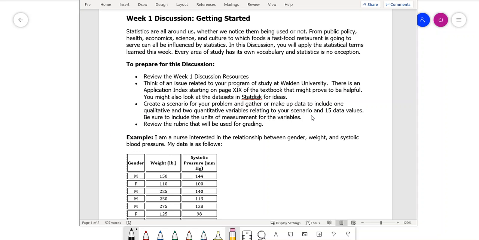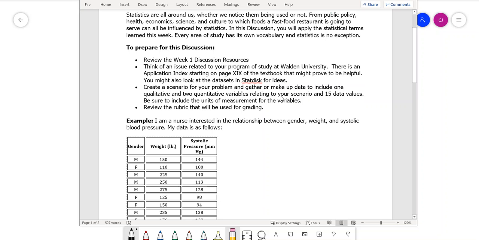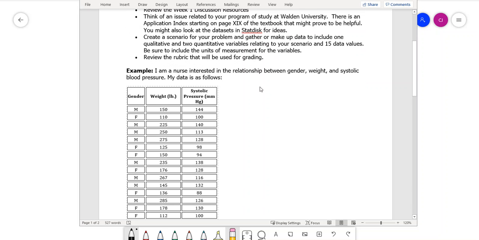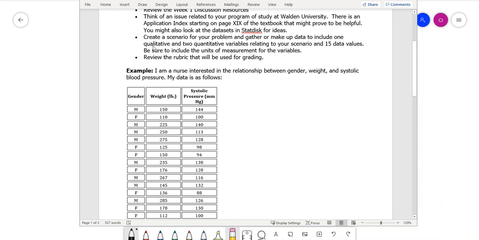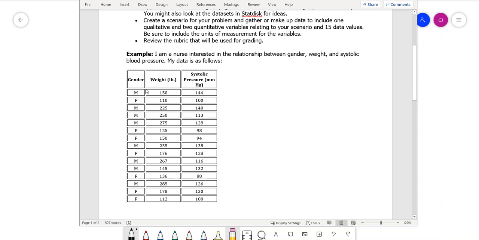And we want to have about 15 data values for each of those variables, and include your units of measurement and so on. So, for example, here, you're going to come up with a data set like this. There are three variables that you need. One, it says, is qualitative. Now, what's the difference between qualitative and quantitative? And you can almost see that right here when you're looking at this.